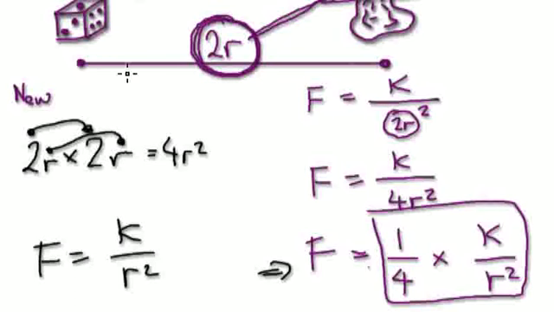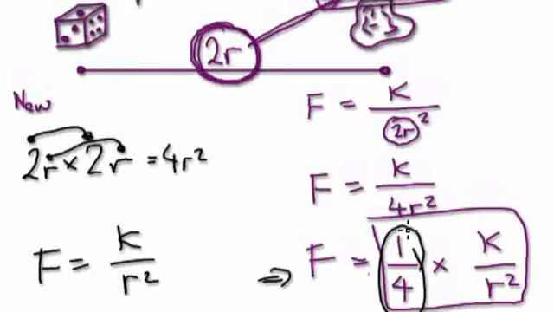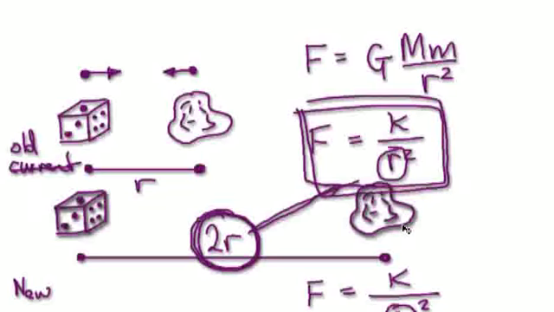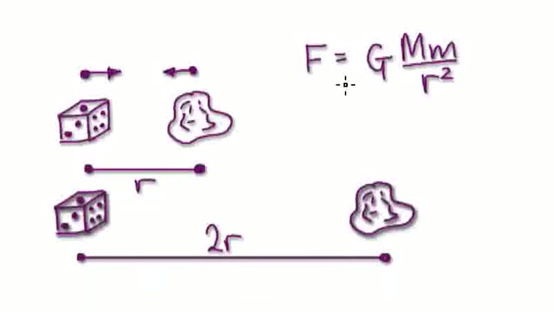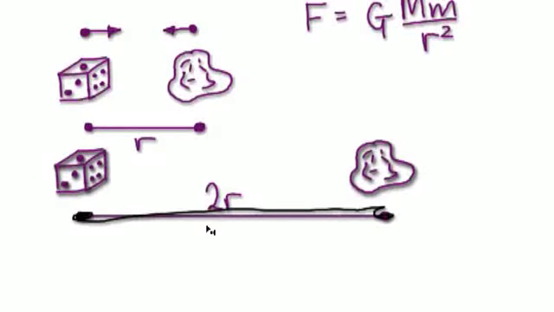So you can say that doubling the distance means you've got to divide the old force by 4, meaning that the strength of the force will be 4 times less. Okay, because of this thing here. So let's go back to this here. If you double the distance, you will actually decrease the force by 4 times. So yes, you will decrease the force by 4 times.